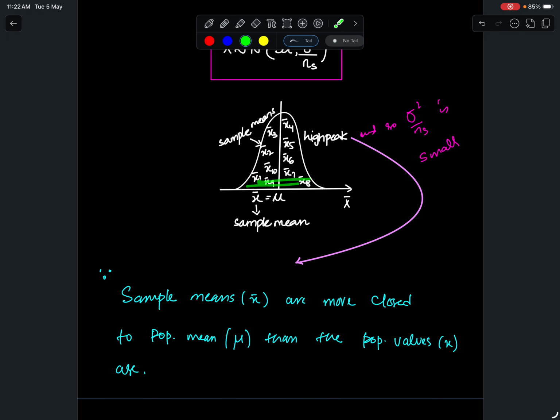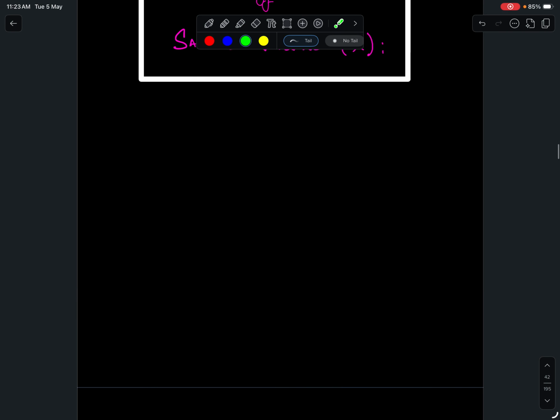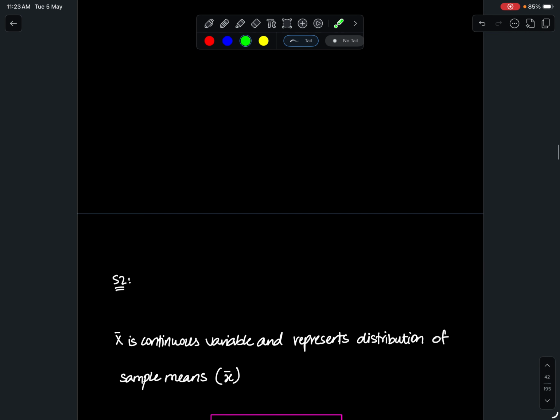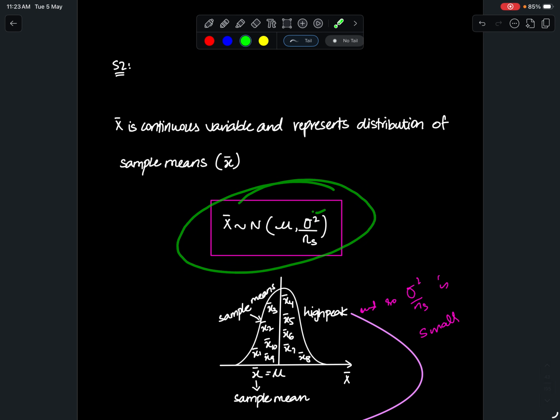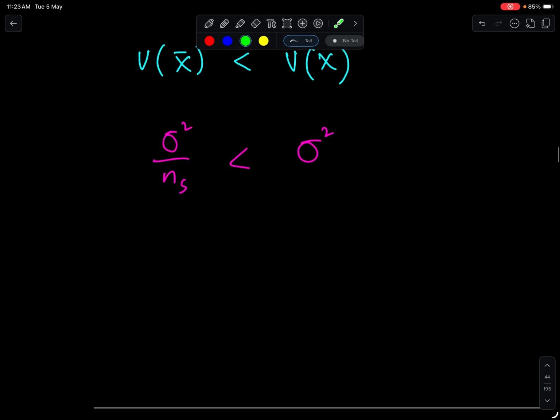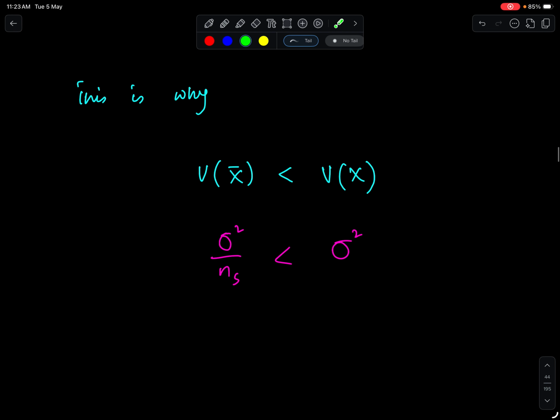This is the graph of sample means. Means are close to mu, more close to mu. And this is the graph of the population values. There is more variation. Observations are more scattered from their mean. So this is the way to write the population, and this is the way to write the distribution of sample means. You just need to divide sigma square by ns. And that is why the variance of sample means is less than the variance of the population.